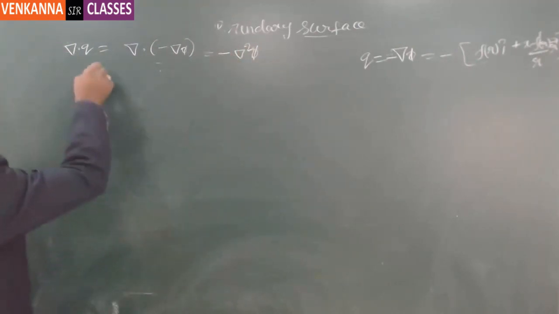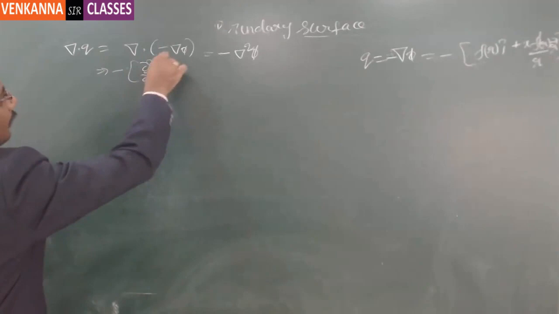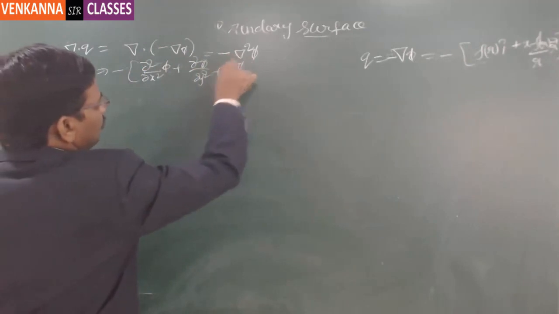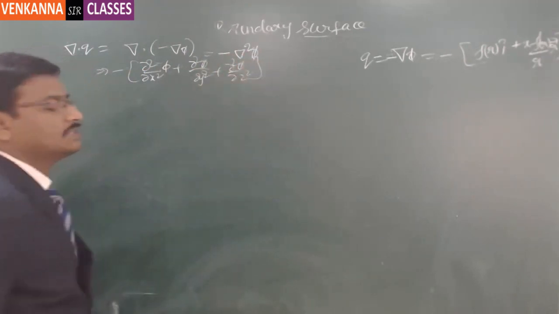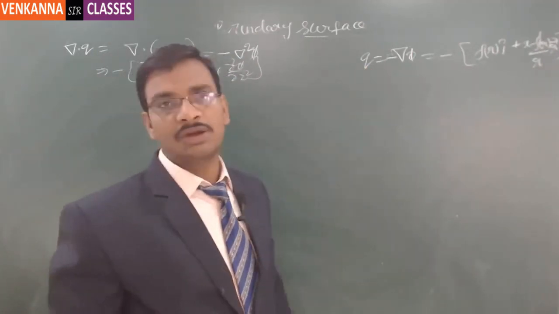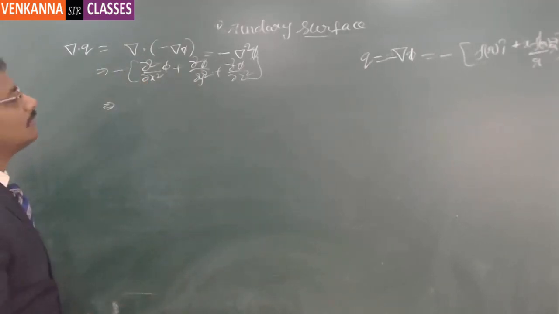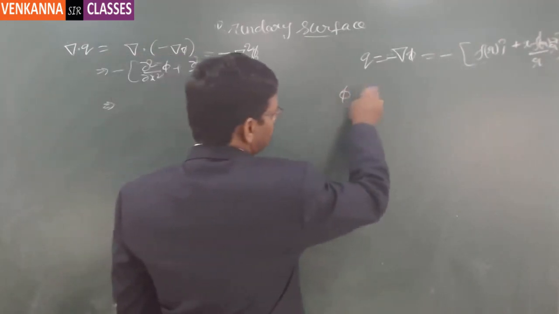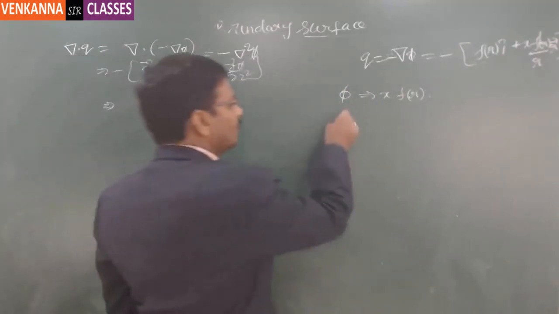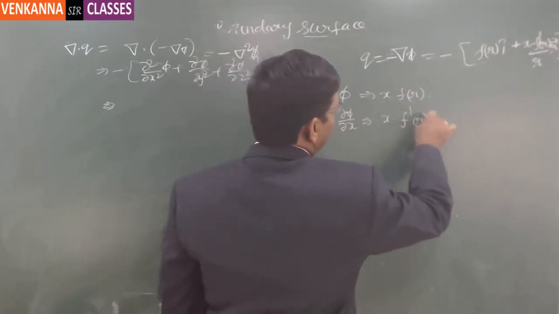So del square phi is nothing but dou square by dou x square plus dou square phi by dou y square plus dou square phi by dou z square. So this is del square phi. This is easier than deriving from this q. Del dot q is a little bit complex, but this is simply a scalar value. So you can find out dou square phi by dou x square. Here phi is given as x into f of r. So this is the phi value. Then dou phi by dou x, you can find it out.